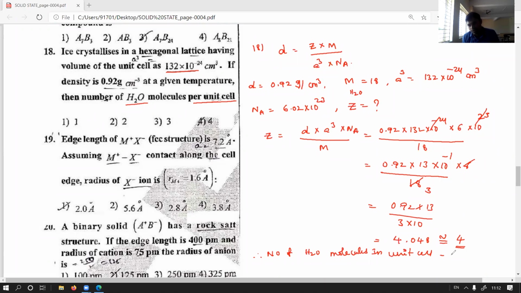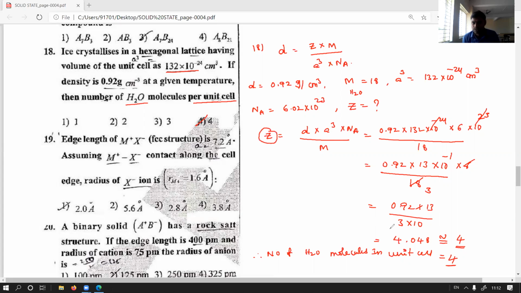In unit cell is equal to 4. So the answer is fourth option. Okay, students, see in the 18th question, it's very easy, Z value we need to find out, or we need to calculate. Density they gave and molecular weight of H2O, we know that. A cube they gave, volume of the unit cell, Na value also we know that.